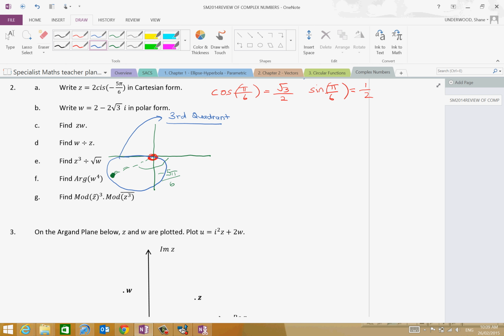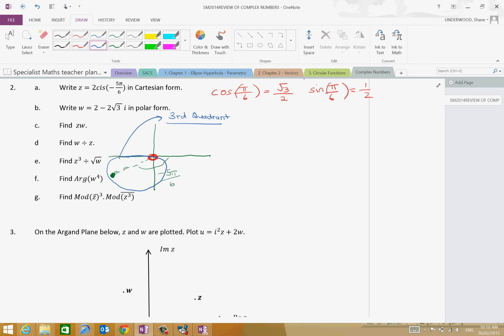Okay, now it's saying here, write z equals 2 cis minus 5 pi on 6 in Cartesian form. Listen to me carefully. Always draw an Argand diagram when you have to answer this question, because what is it going to tell us? It's going to tell us what quadrant it's in. It's going to tell us whether the real part is positive or negative. It's going to tell us whether the imaginary part is positive or negative. Can someone tell me what is the real and the imaginary in terms of its sign of 2 cis of minus 5 pi on 6? It is negative. Okay? Thank you. It is negative. All right?